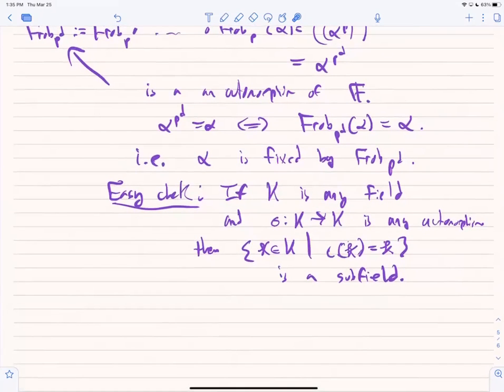And so now let me just say, this construction right here, the fact that if you take an automorphism and look at its fixed field, what you get is a subfield, is one of the things that lies at the heart of Galois theory. So this is a phenomenon we're going to investigate more generally next time.